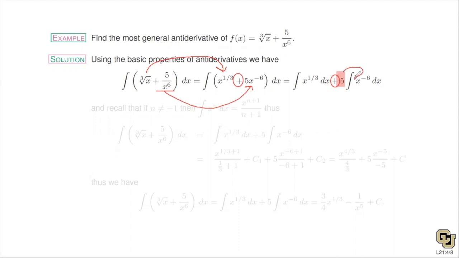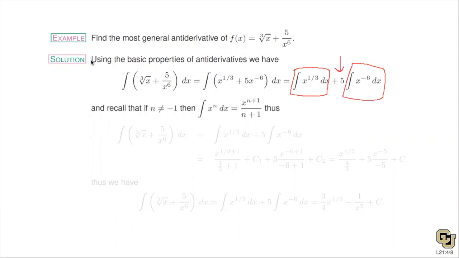It's a property of the antiderivative that, first of all, the antiderivative of the sum is the sum of the antiderivatives, and then the antiderivative of a constant times the function is equal to the constant times the antiderivative of the function. So that's what we've done here. Break up the sum and pull out any constants. So now I want to find the antiderivative of this expression and the antiderivative of x to the negative 6, and then multiply that by 5.